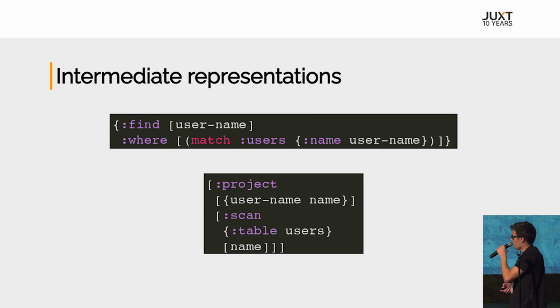This is what the relational algebra will then look like. It's kind of straightforward. It's still represented as Clojure data structures with nested vectors. We have a scan of the users table, get the name column, and then on top of that do the renaming in the project from name to username.